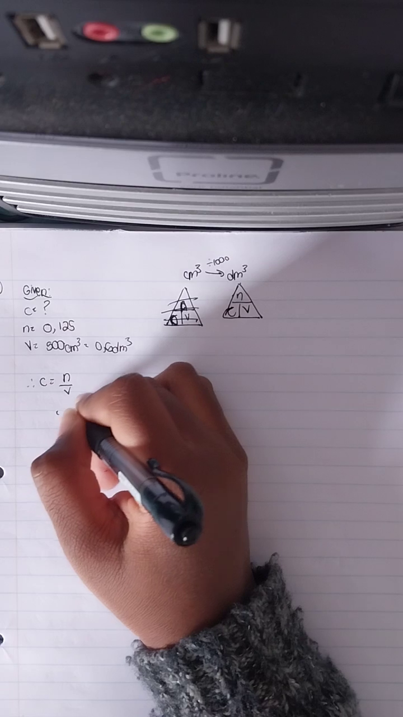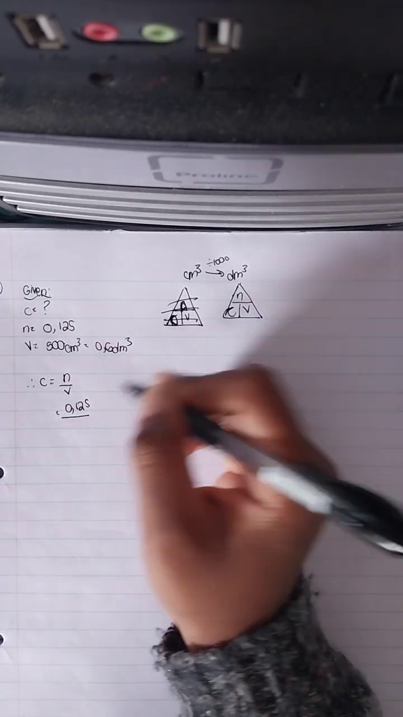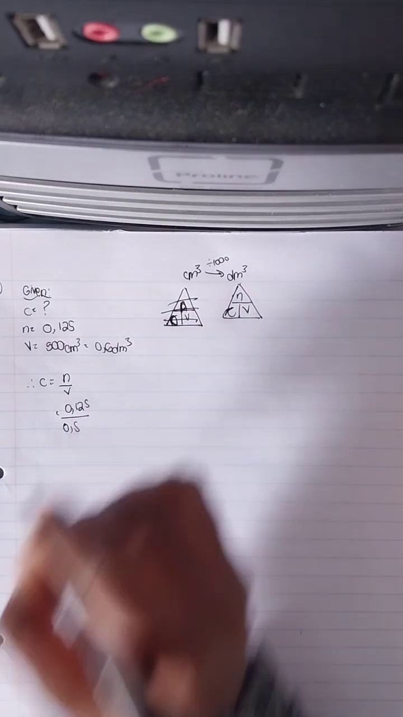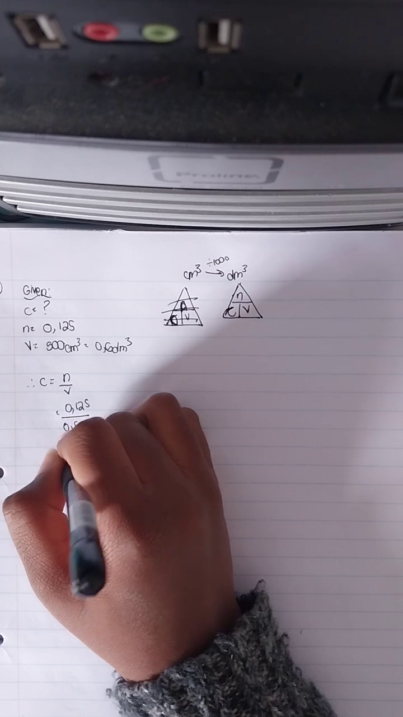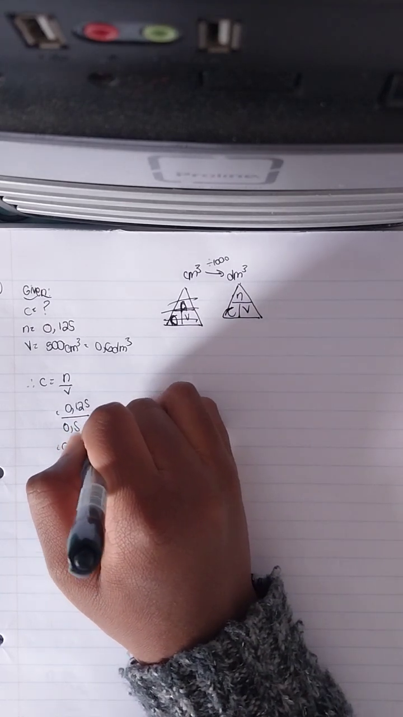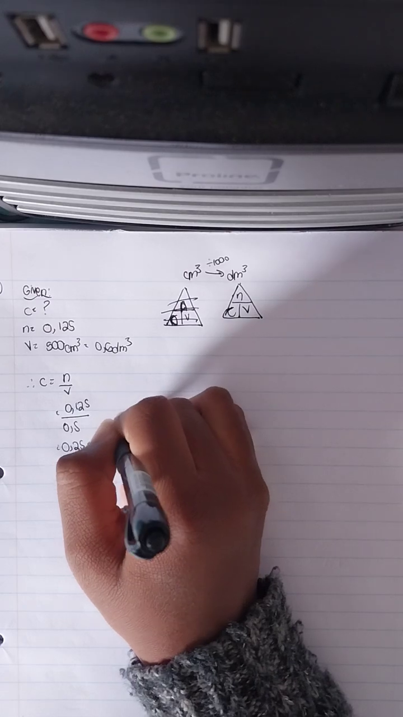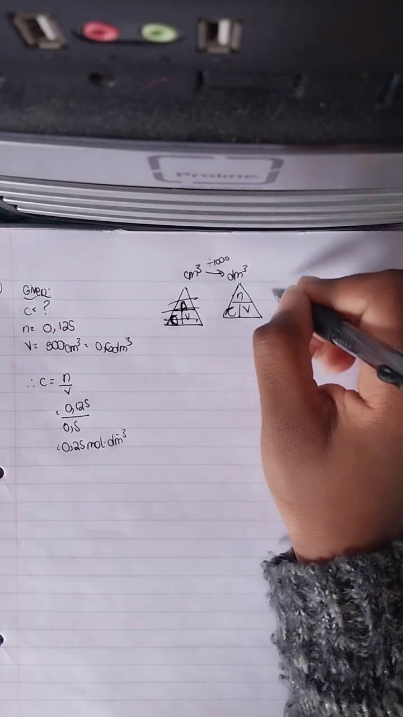What is our N? 0.125. What is our V? 0.5. So that's going to give us 0.25 mole per dm cubed. And that is your answer. Let's go up to the second question.